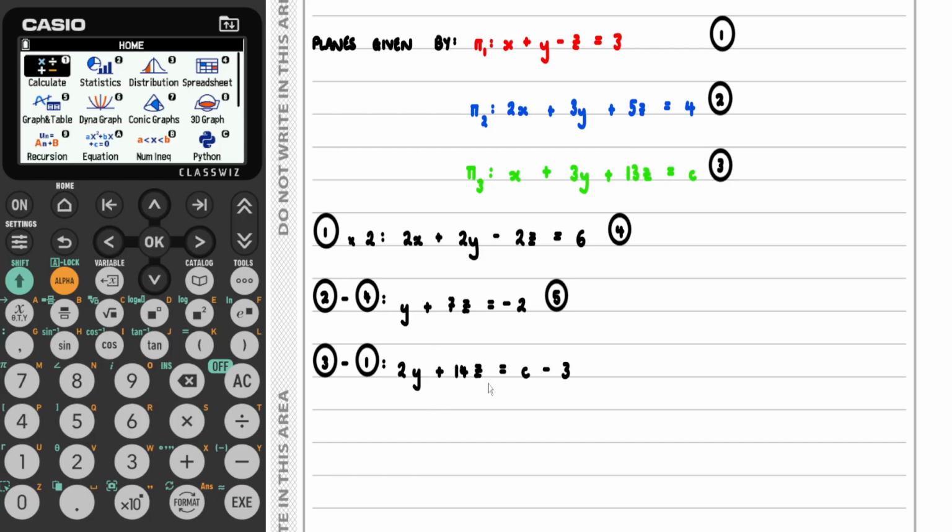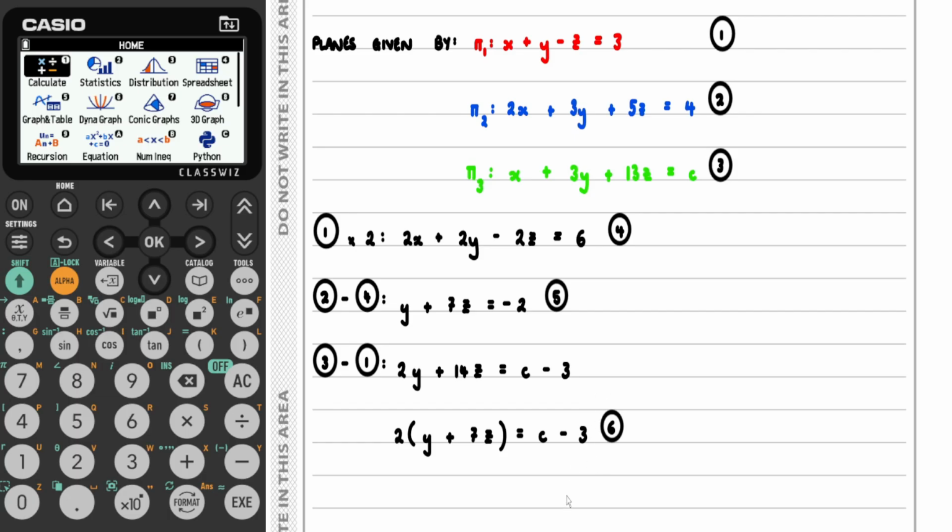What we can do is make this equation similar to equation 5 by recognizing on the left hand side we have 2 multiplied by y plus 7z. The right hand side remains as c subtract 3. Let's call this equation 6.